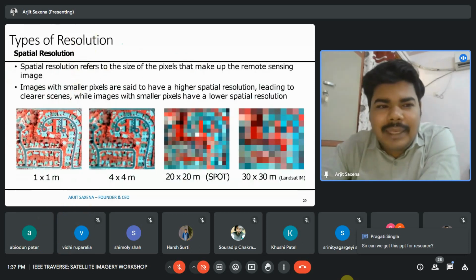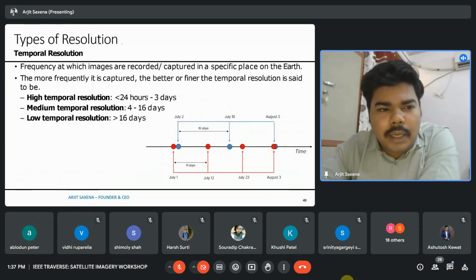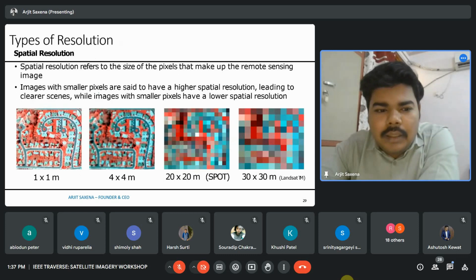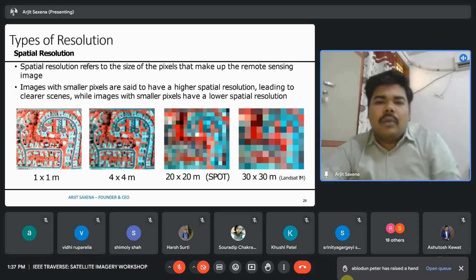We basically have spectral resolution, spatial resolution, and temporal resolution. Spatial resolution means, look at this particular image, the size of this pixel.